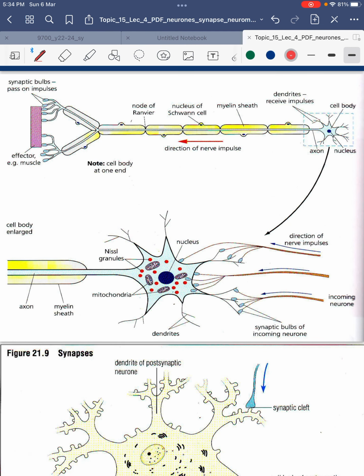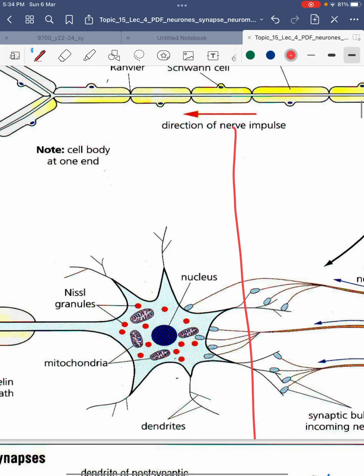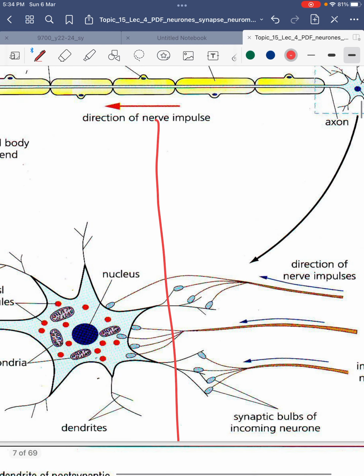When we talk about synapse, we're looking at communication. If you look at this particular image, what happens to the action potential when it arrives at the synaptic terminal, synaptic node or synaptic bulb, and how does an action potential occur in the next neuron? This is what we're going to learn about synaptic transmission. You need to know some terms.